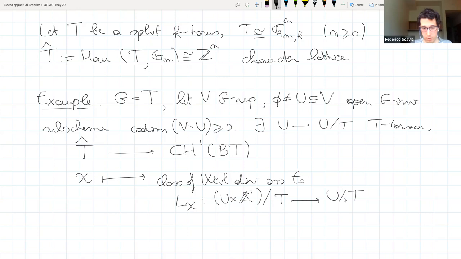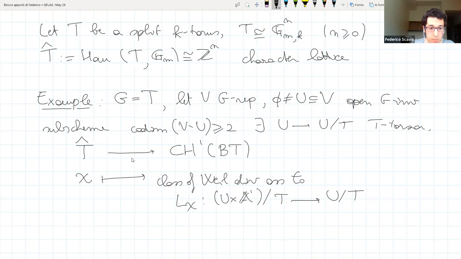Okay, so this is a line bundle where T acts on U via the representation, on A1 it acts via the character chi, and then on the product it acts using the diagonal action. So this gives a line bundle over U mod T. The divisor is a cycle of codimension 1 of U modulo T. So by definition, its class is an element of Chow 1 of BT. So this is a well-defined map. One can check this is a group homomorphism. It's actually a group isomorphism.